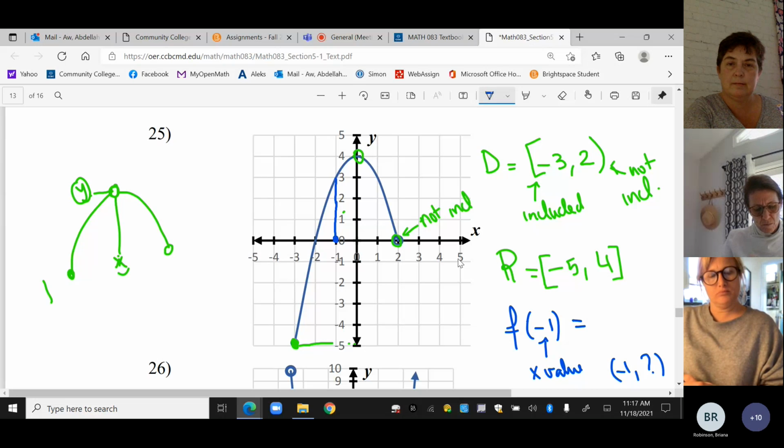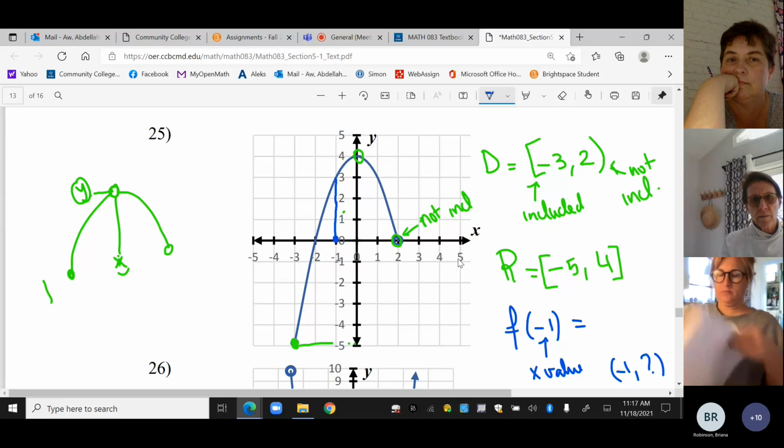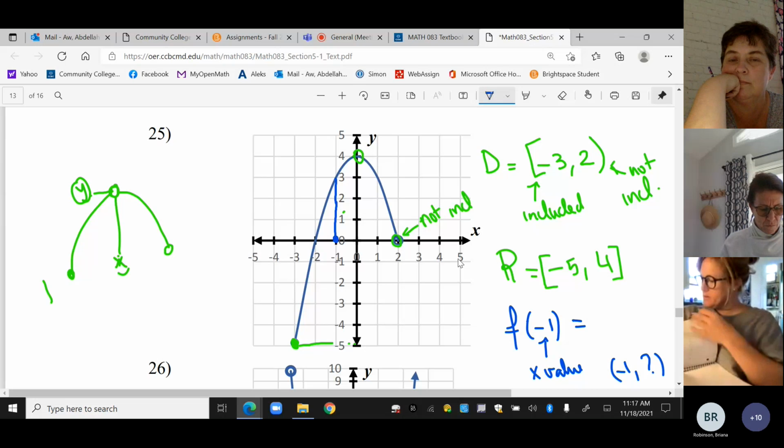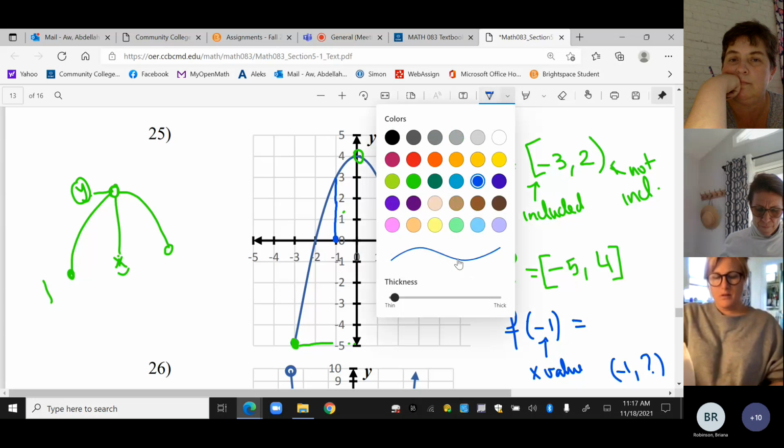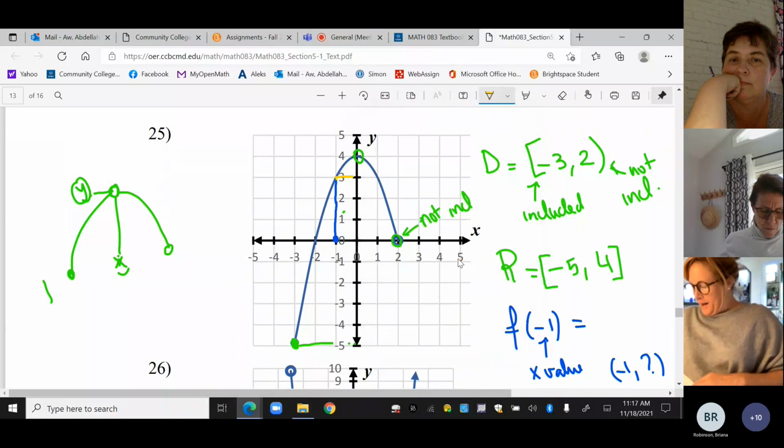When I draw any vertical line, how many times maximum can I hit the graph? Once. Only once. Because of what test? Exactly, because of the vertical line test. Once I hit the graph, I draw a horizontal line to read the y. You see here, vertical, horizontal. What is the y here?